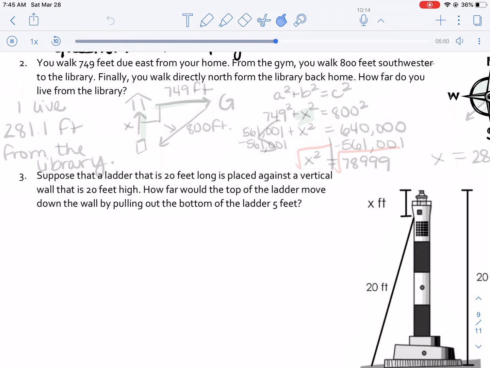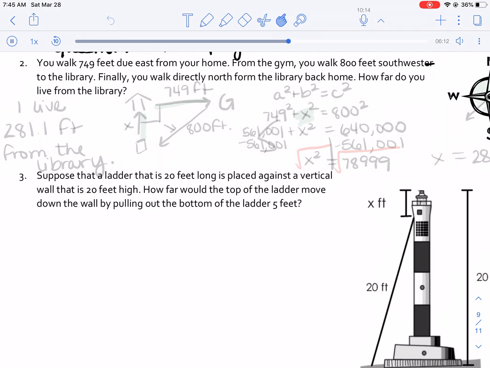Then from the gym, you walk 800 feet southwest to the library. Finally, you walk directly north from the library back home, and we want to know how far we live from the library. This problem is basically impossible to do without drawing a picture that represents it well.